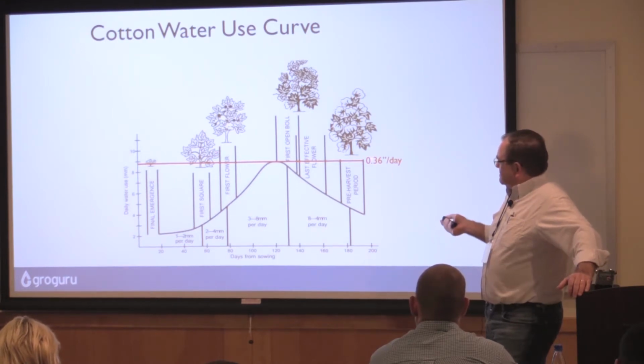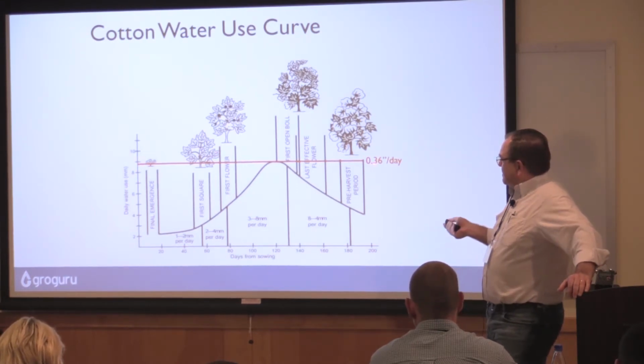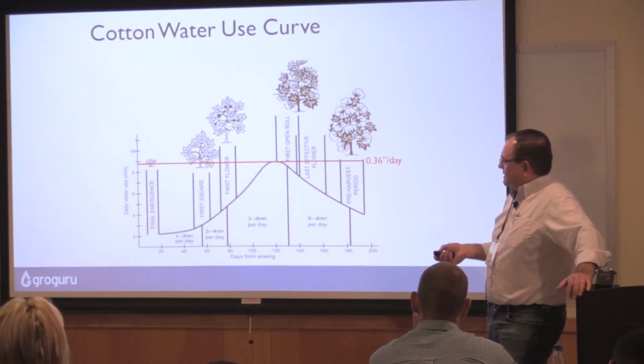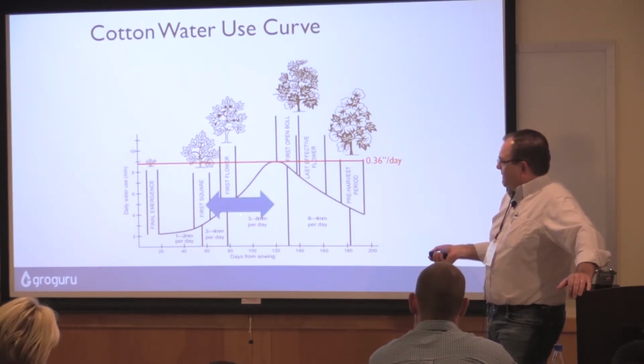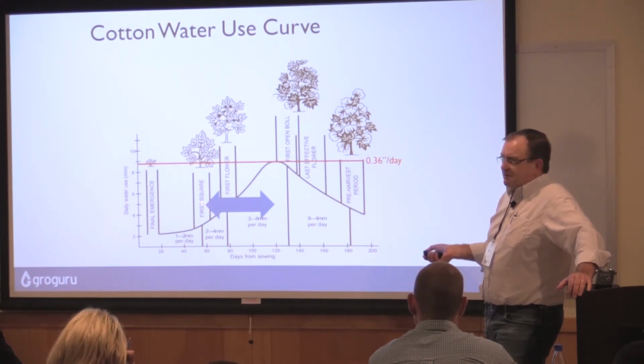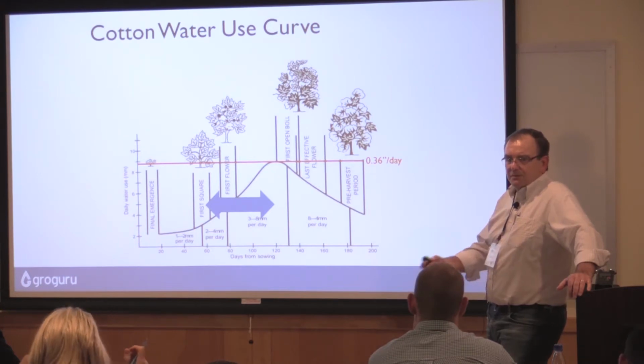But that was just mainly to give you a reference point as far as what this graph means. But the same rules apply as far as when to irrigate. We don't want to irrigate right at squaring, you want to just provide adequate moisture.